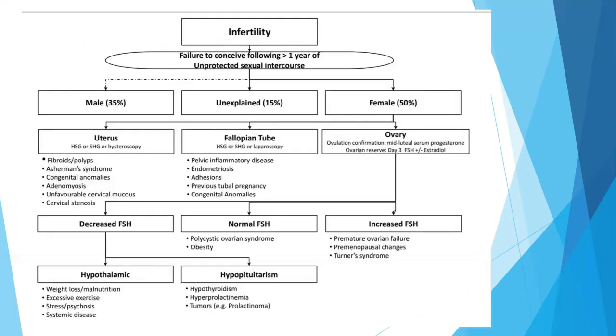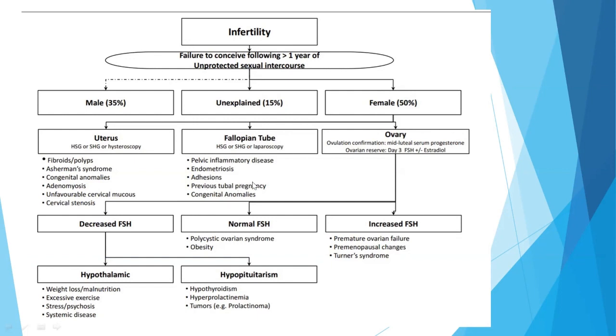Now, this is the basic algorithm behind infertility. Whenever there is failure to conceive following more than 1 year of unprotected sexual intercourse, then in 35% of cases it is due to a defect in the male. If not, there are some unexplained causes in 15% of individuals, and the pathology may be in the female in half of the cases. So, there can be a pathology in the uterus, for example, fibroid, polyp, Asherman syndrome, adenomyosis, or cervical stenosis, for which we need to do hysteroscopy or hysterosalpingography.